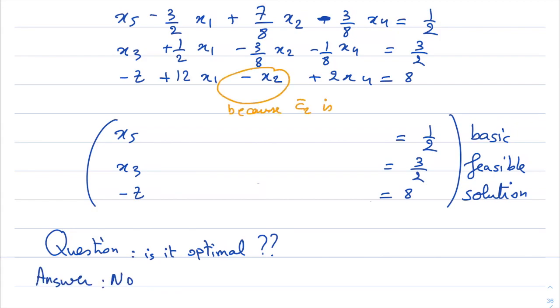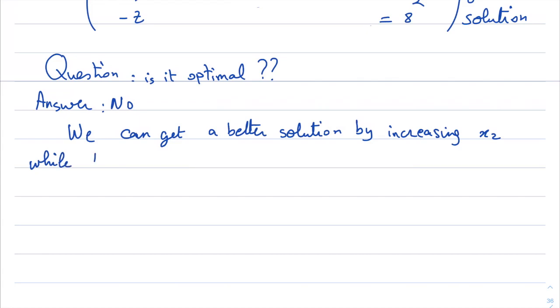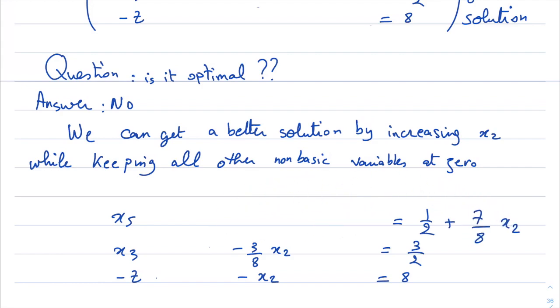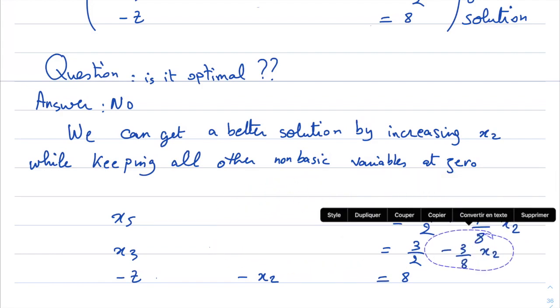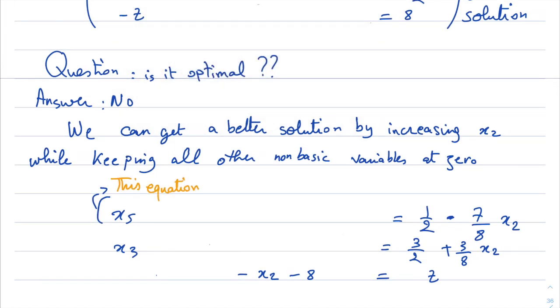As you see in the last equation, the coefficient c̄2 is negative: we have minus 1. So we can get a better solution by increasing x2 while keeping all other non-basic variables at 0. We have these three equations, as you see. The first equation restricts x2 to a maximum of 1 over 2 times 8 over 7, which equals 4 over 7, and reduces x5 to 0.